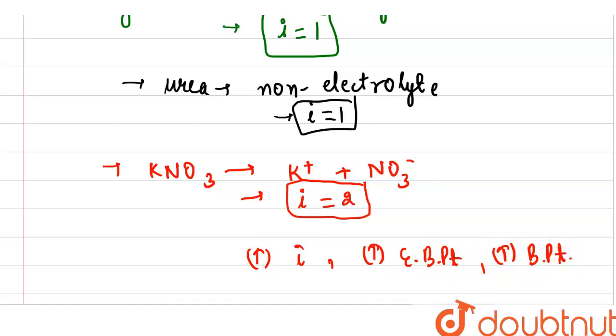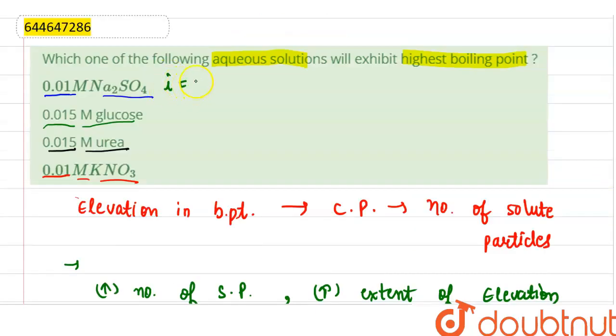So from here we can say that for the first compound i equals 3, for the second i equals 1, for the third i equals 1, and for the fourth i equals 2. So the greater value of the van't Hoff factor is for Na2SO4, so greater will be its elevation in boiling point, and highest will be its boiling point in the aqueous solution. So option 1 is the correct answer to this question.